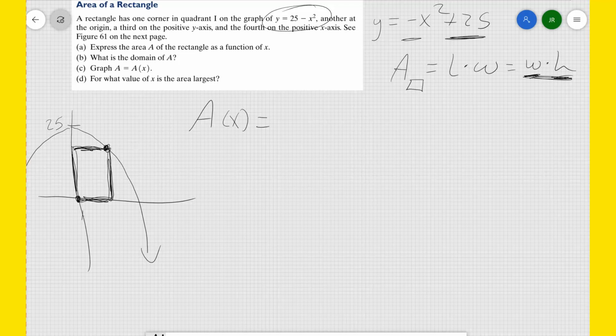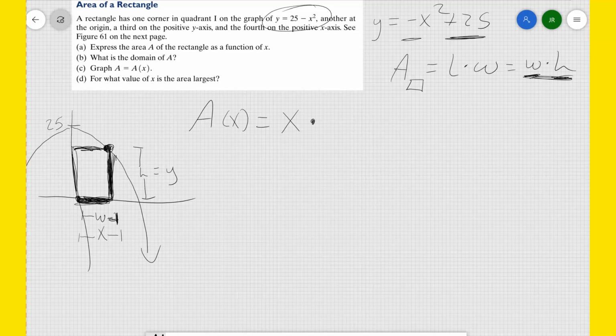So if we call this the width, and this the height, and we want to express both of these in terms of x, how far over is this? Let's call that x instead of w, since we need to express it as a function of x. We go over this far, that's x. So in this case, it'll equal x times the height. How can I express the height as a function of x? Well, the height is the same thing as y, right? That's the y coordinate of this point.